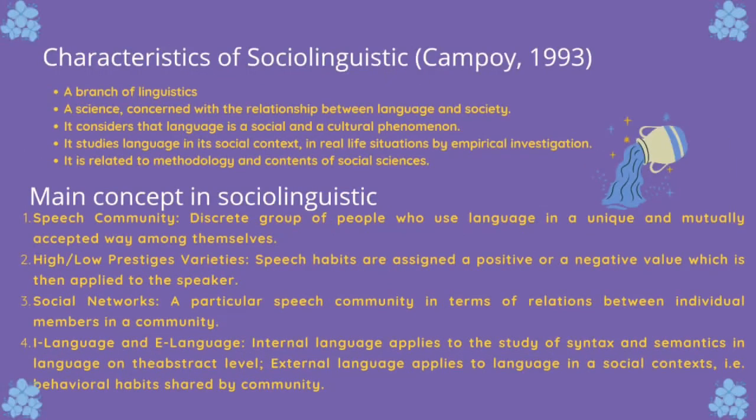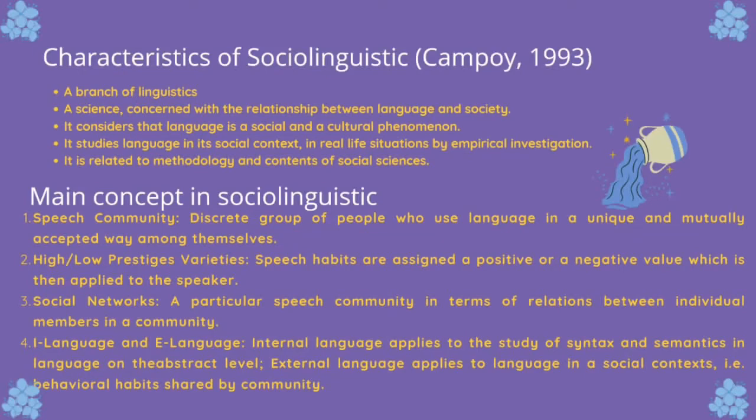Characteristics of sociolinguistics. Number one, sociolinguistics is a branch of linguistics. Number two, a science concerned with the relationship between language and society. Number three, it considers that language is a social and cultural phenomenon. Number four, it studies language in its social context in real-life situations by empirical investigation. Number five, it is related to the methodology and contents of social science.